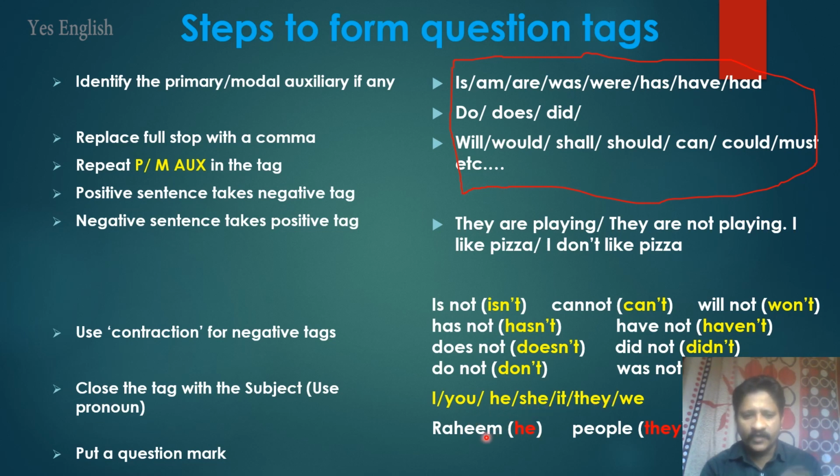So if it is Rahim, you can say he. If it is people, you can say they. And if it is the name of things like box or laptop or computer, a tree, and so on, use it as the pronoun for that proper or common noun. Okay, so after this step is followed, put a question mark to have the tag put an end properly.